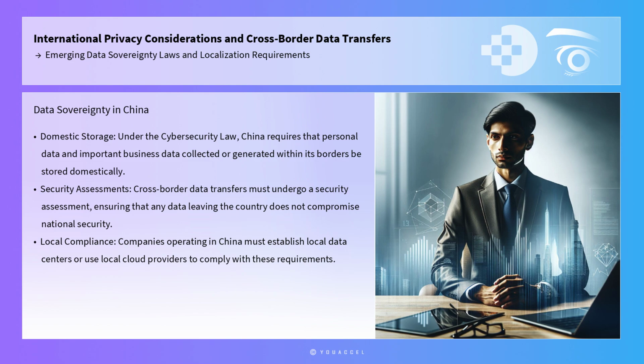The case of China offers a pertinent example of stringent data sovereignty and localization laws. Under the Cybersecurity Law, China requires that personal data and important business data collected or generated within its borders be stored domestically. Furthermore, cross-border data transfers must undergo a security assessment, ensuring that any data leaving the country does not compromise national security. Companies operating in China must establish local data centers or use local cloud providers to comply with these requirements, showcasing a practical approach to meeting localization mandates.